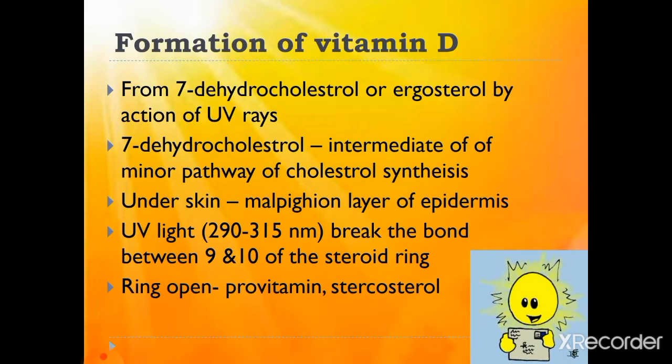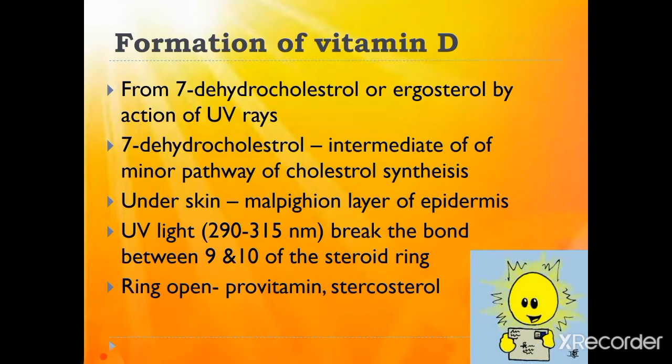Let's see in detail how it is formed. That is from 7-dehydrocholesterol or ergosterol by the action of UV rays. Sunlight contains UV rays. 7-dehydrocholesterol is an intermediate of the minor pathway of cholesterol synthesis, and it is present under our skin, in the Malpighian layer of the epidermis.